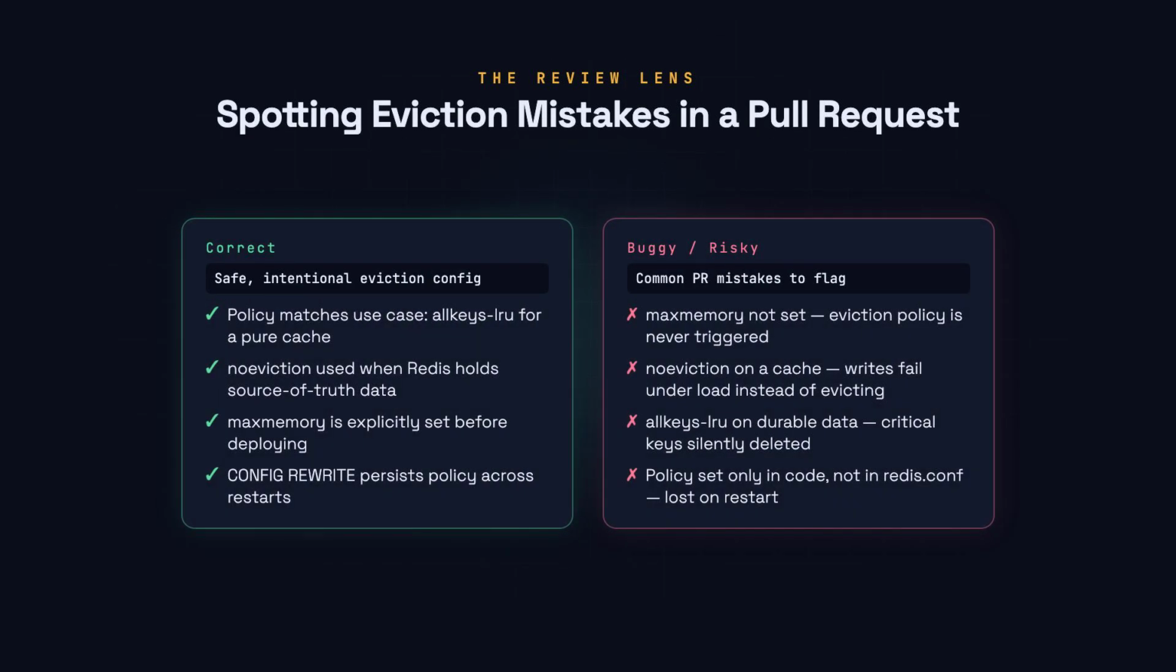Is max memory actually set, and does the eviction policy match the data's role? No eviction on a cache and LRU on durable data are the two most dangerous mismatches to catch.